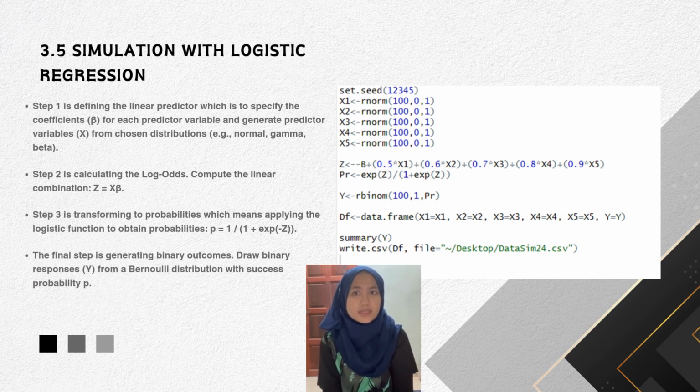Simulation with logistic regression. There are 4 steps for this simulation. Step number 1 is defining the linear predictor, which is to specify the coefficient beta for each predictor variable and generate predictor variables from a chosen distribution, for example normal, gamma, beta. Step number 2 is calculating the log-odds, or computing the linear combination z equals x beta. Step number 3 is transforming to probability, which means applying the logistic function to obtain probability. The final step is generating binary outcome: draw a binary response from a Bernoulli distribution with that success probability.